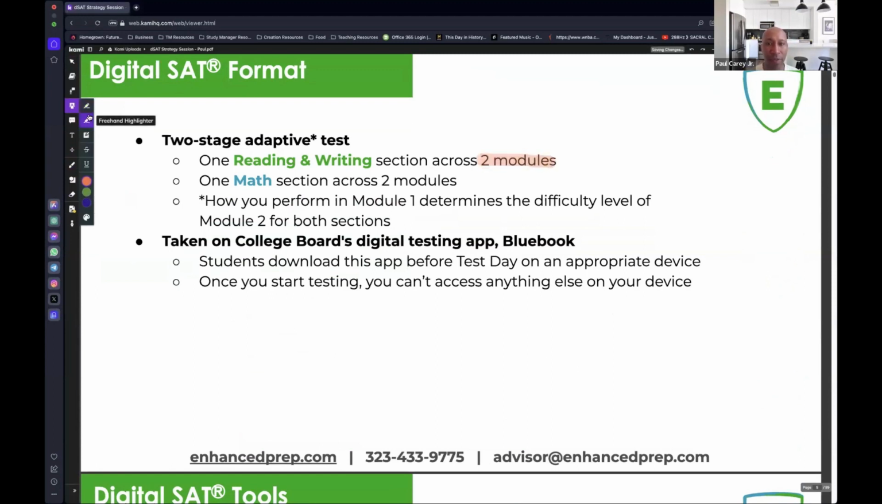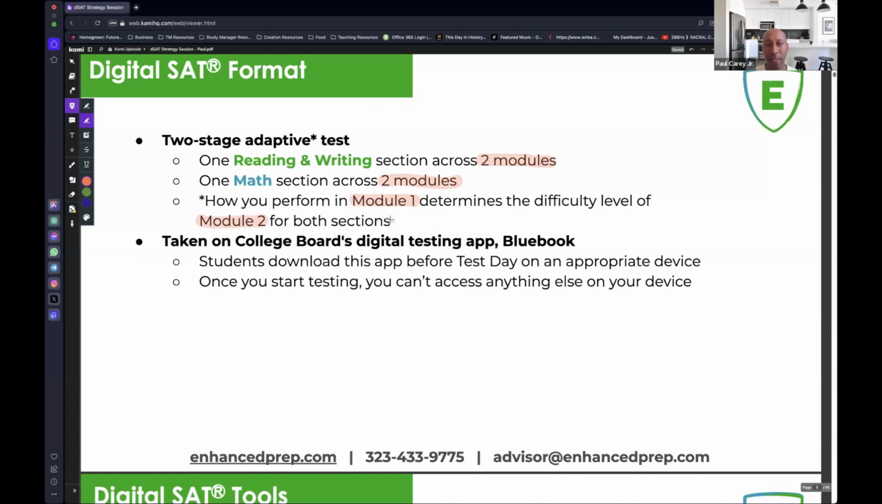Actually, let me use this one. And then there's the math section that also has two modules. So with that respect, there's going to be a chance to get a module easy and a module hard, right? How you perform in the first module determines the difficulty level of module two in both sections.